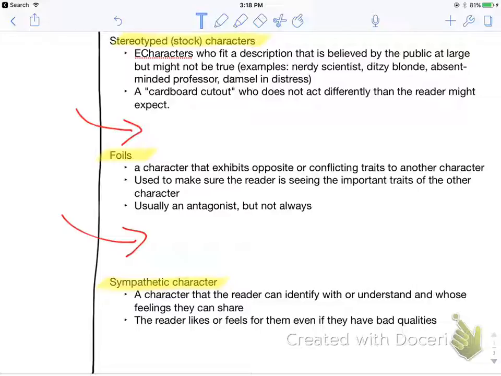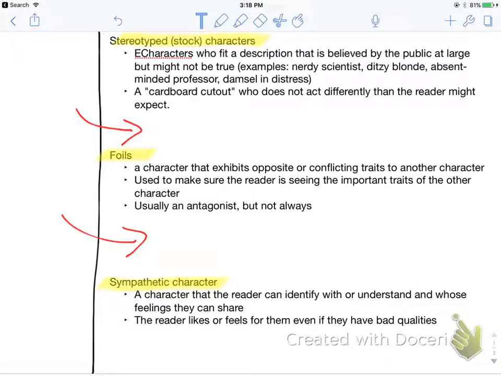If you have seen the movie Deadpool, right? Deadpool is not a nice guy. He's got some pretty bad qualities, but the viewers kind of like him, right? We get him, we understand him, we sort of root for him. So that would be an example of a sympathetic character who is not really a very nice person.